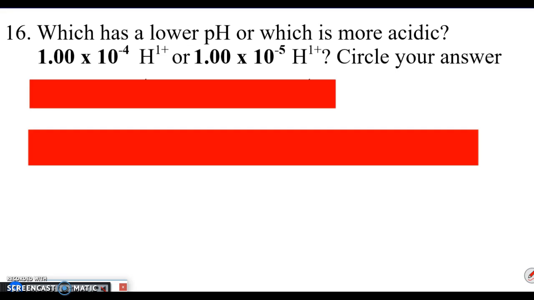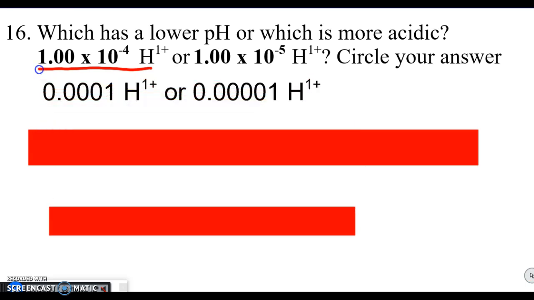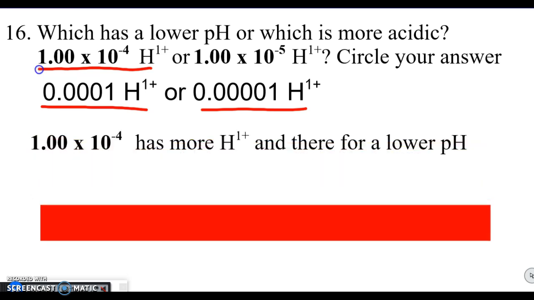Which has a lower pH, or which is more acidic? Take some time to think about this. Well, this is my bigger number, and it's hydrogen ions. So if I have more hydrogen ions, I should be more acidic. If I'm more acidic, my pH should be lower. So again, I'm looking at these two numbers. I'm seeing that this number is larger. It's 10 times larger than this number. So if it's larger, it's more acidic. If it's more acidic, it should have a lower pH. And this is my answer.